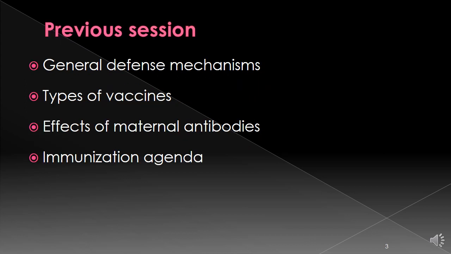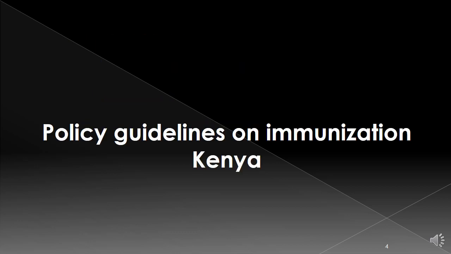Now, in our previous session, we looked at the general defense mechanisms. You'll remember that. We looked at the types of vaccines. We looked at the effect of maternal antibodies and how this affects the timing of immunization. And also, we introduced the immunization agenda globally as well as in Kenya. Having looked at all that, now let us look at the policy guidelines on immunization in Kenya.